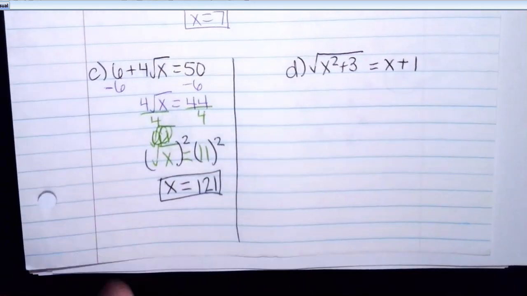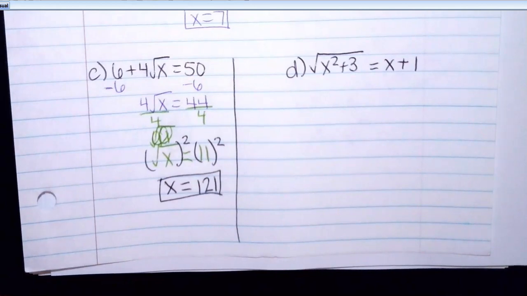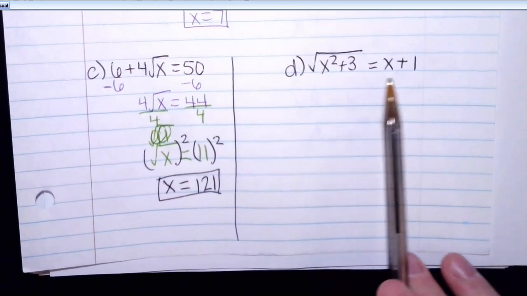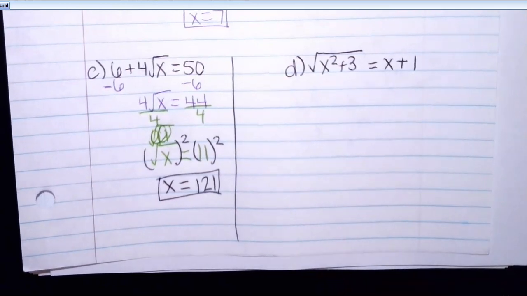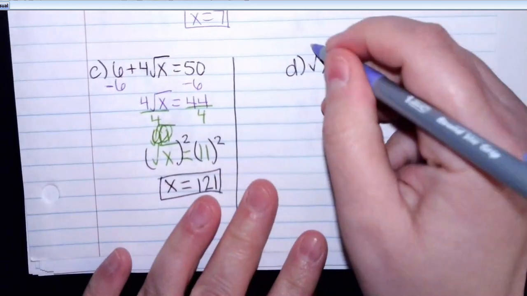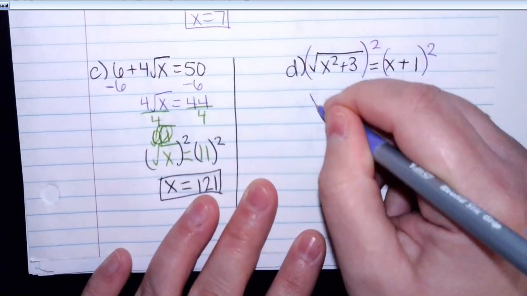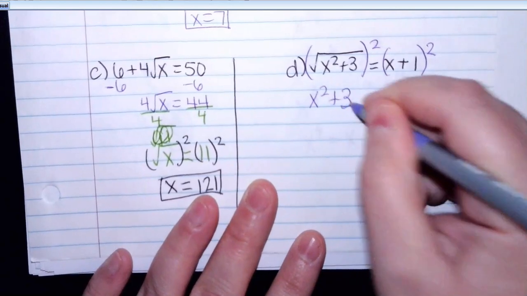Okay. Now, letter D is kind of interesting here. I want to isolate the radical, which is already isolated. The thing is, on the other side of the equation, I actually have an expression. So I'm going to cancel this radical by squaring both sides. So over here, I'm going to get x squared plus 3.